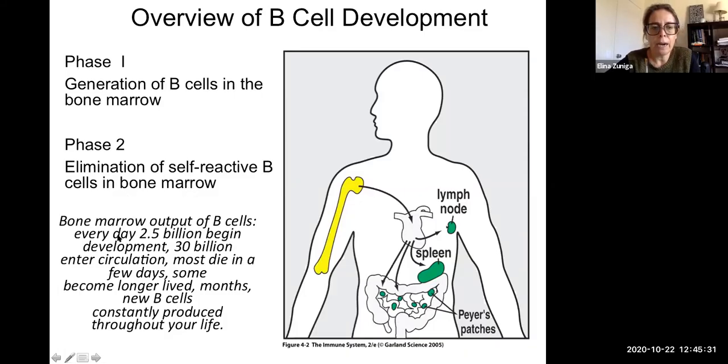In the first phase, we want to generate a functional BCR, and in phase 2, we want to eliminate any B cell with a BCR that recognizes self-antigens.